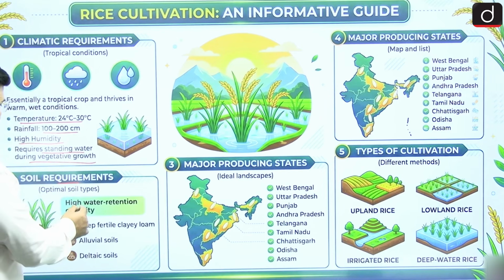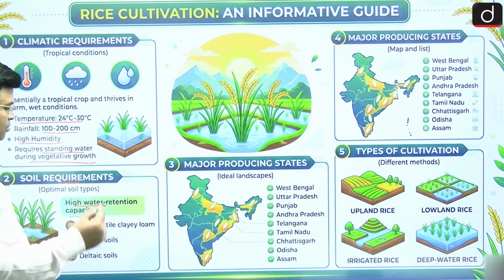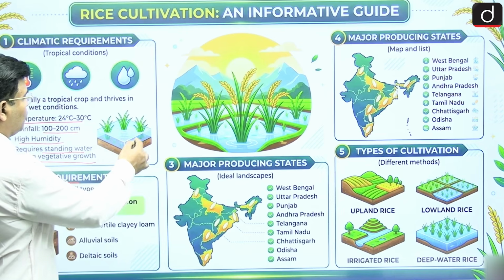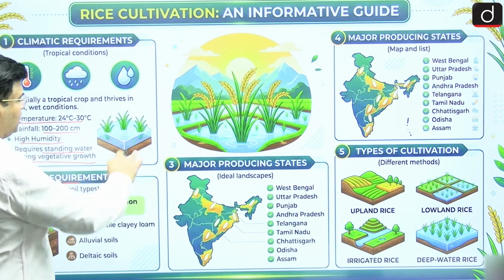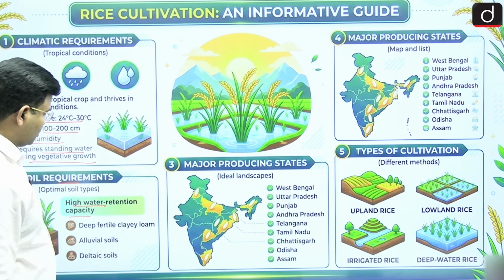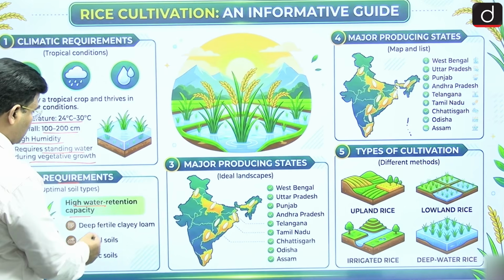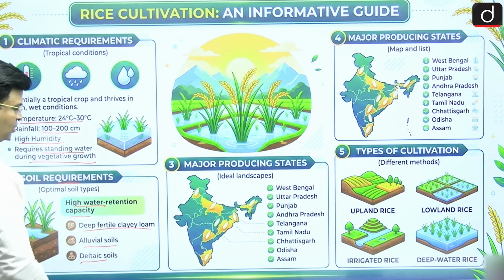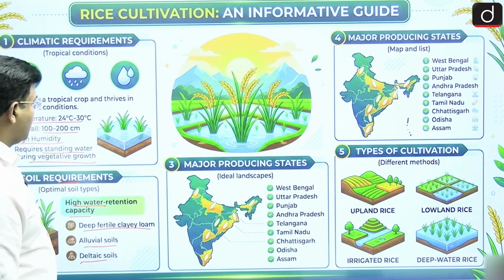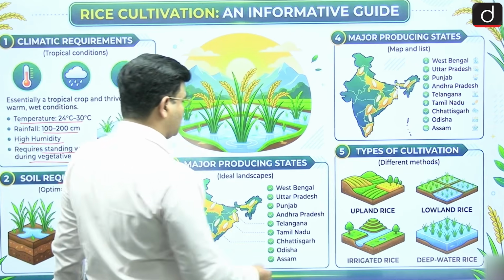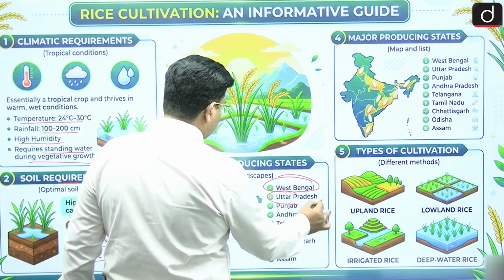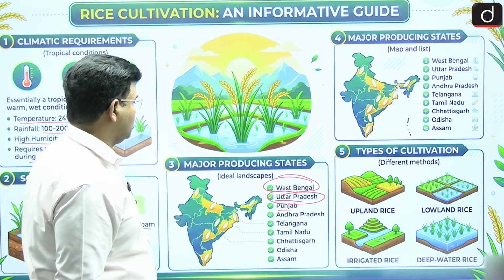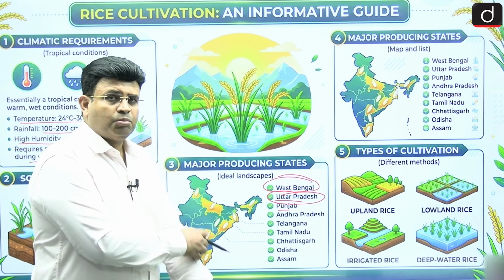Soil requirement is high water retention capacity. The soil which can hold more water is very important, because they can hold the water, and the flooded water condition in the initial vegetative growth. So high water retention, which soil? Deep fertile clay loamy soil, you can say alluvial soil and deltaic soil. They have a clay character also. And major producing states, West Bengal is number 1, UP is number 2, that is the most important that you have to remember, and then Punjab. So West Bengal and UP as far as production is concerned are number 1.